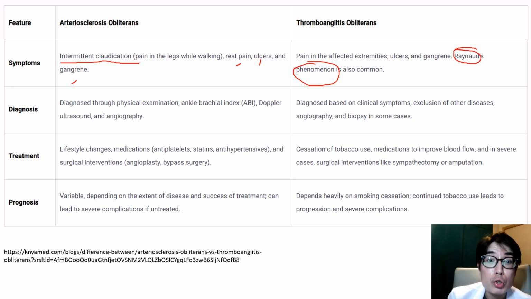Arteriosclerosis is diagnosed through physical exam, through the ankle brachial index test, Doppler ultrasound, and angiography. The same is true for thromboangitis obliterans.